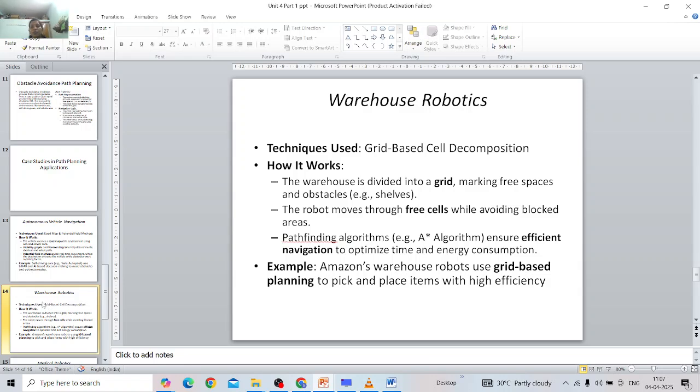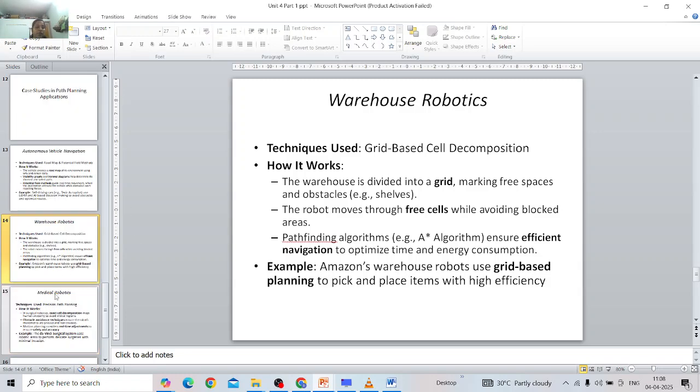In warehouse robotics, the technique used is grid-based cell decomposition. The working process of warehouse robotics is: first, the warehouse is divided into a grid marking free spaces and obstacles. The robot moves through free cells while avoiding blocked areas. You can use any pathfinding algorithms, for example, A star algorithm, and you have various algorithms which ensure efficient navigation to optimize time and energy consumption. Example of warehouse robotics is Amazon warehouse robots, which use grid-based planning to pick and place items with high efficiency.